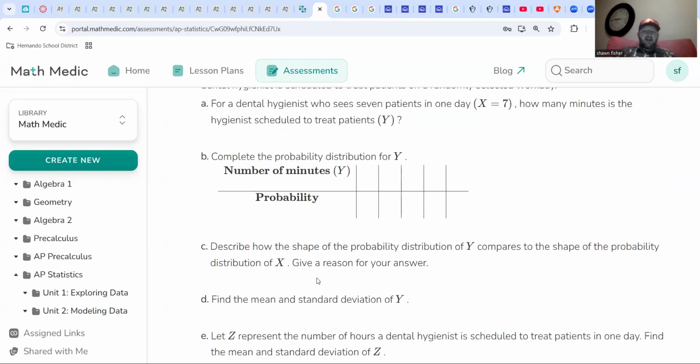Give a reason for your answer. Anytime we multiply or divide, the shape of the probability distribution, whether it be normal or whatever, will always stay the same. Find the mean and the standard deviation.